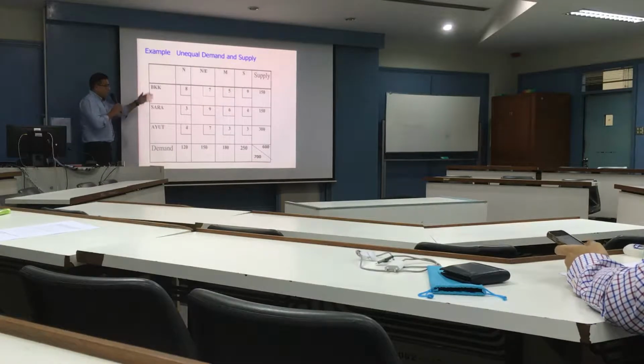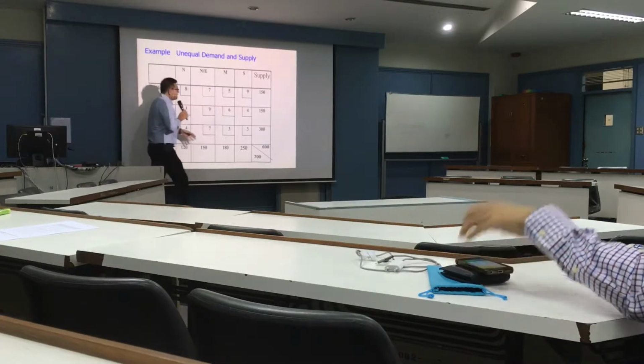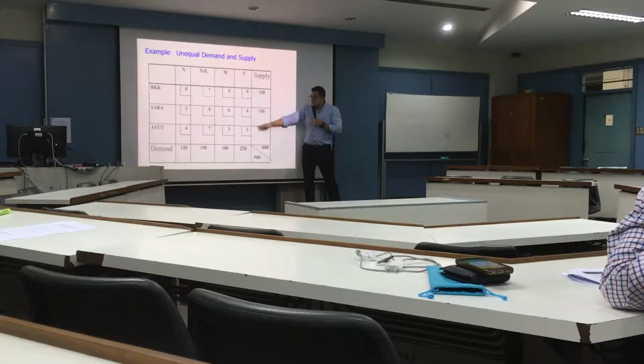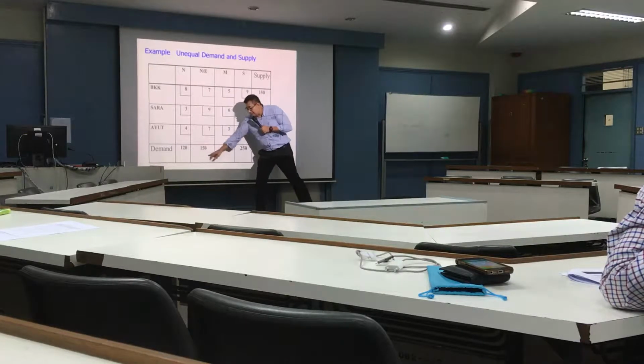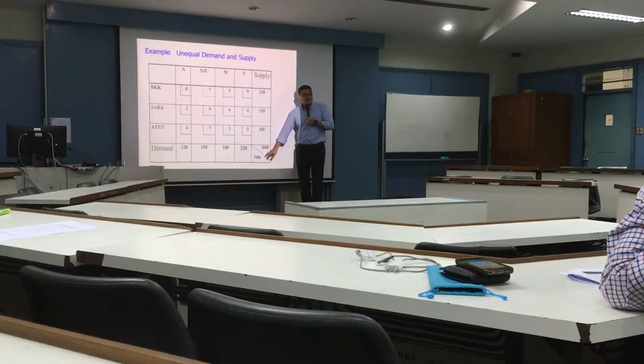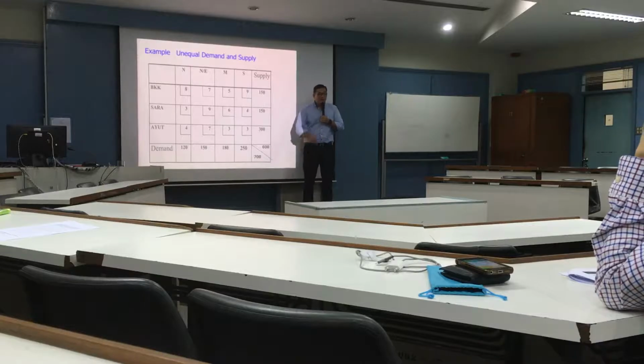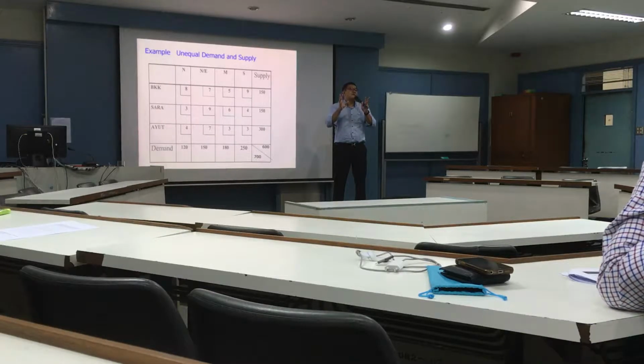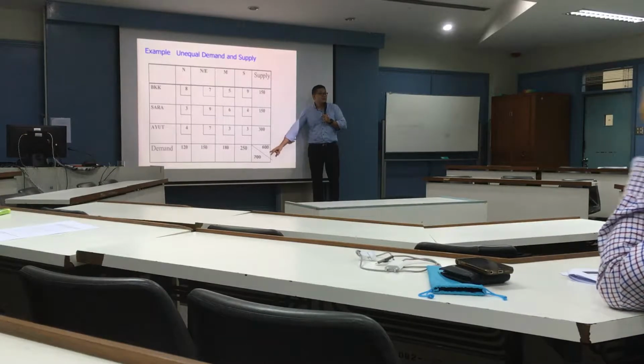For example, suppose that we have this table. You can see that the total supply, when I sum up here, is 600. But for total demand, when I sum up, I have 700, right? It's not equal, so this is a special case. The method that we have studied so far requires both demand and supply to be equal. In this case, it's unequal.